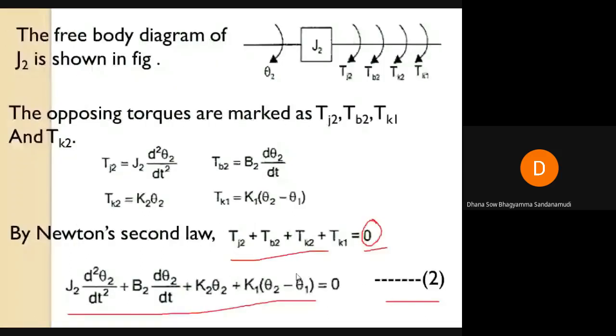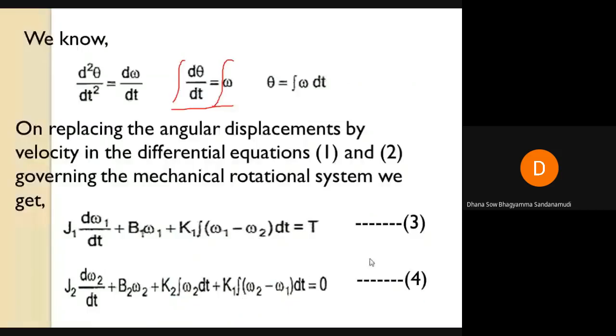Why am I not writing here? Because we have already discussed all these things, you already know. In terms of angular velocity, you will get these equations, equation number 3 and 4. So now, the torque-voltage analogous circuit.